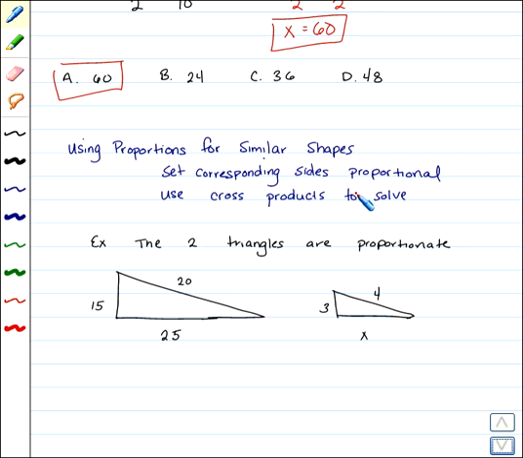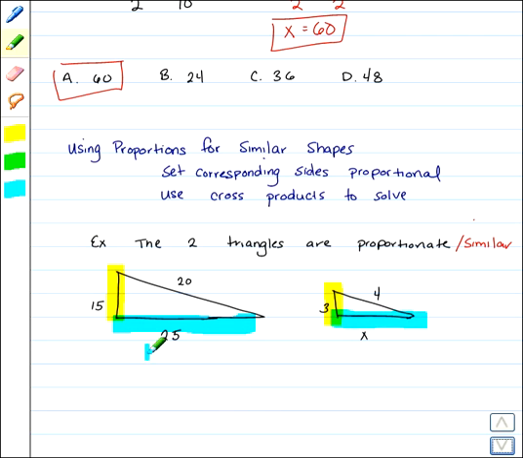So when two shapes are similar, their corresponding sides are proportional. So we set our corresponding sides proportional and use cross products to solve. Our example tells us that our two triangles are proportionate, or we could also say similar, so those two words are pretty much interchangeable in this type of example. So we need corresponding sides. That means that this leg and this leg are corresponding. The long leg and the long leg correspond, and the hypotenuse and the hypotenuse correspond. So you just need to make sure you're setting up your proportions correctly and in the same order.